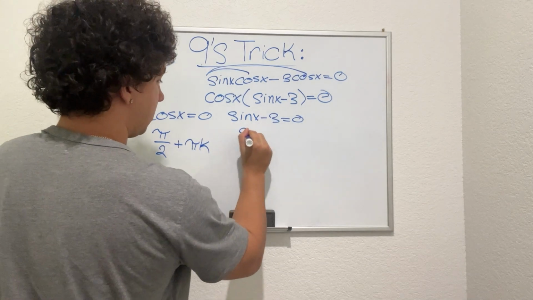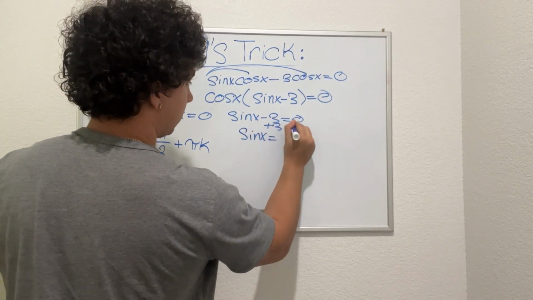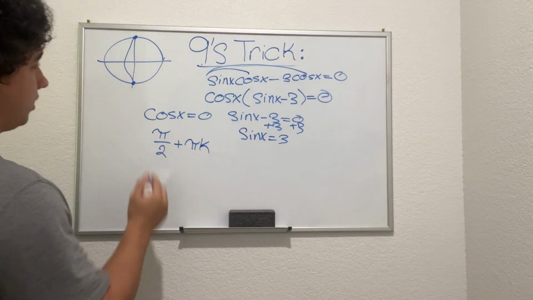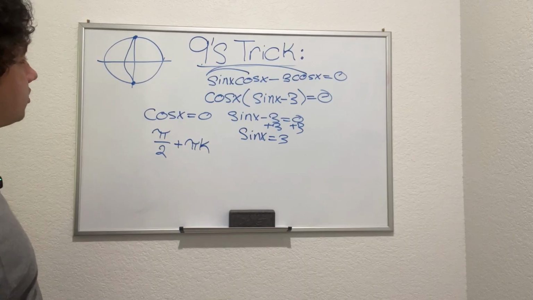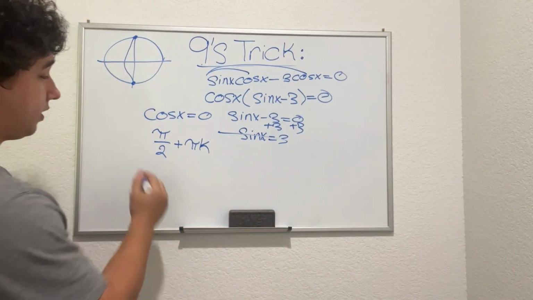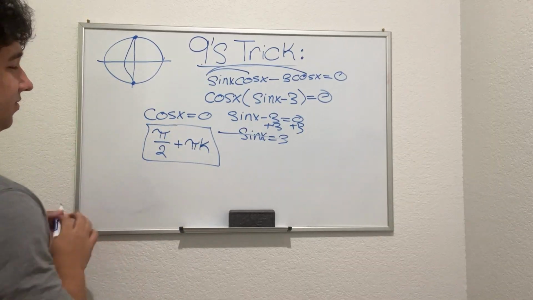Over here, I'm going to get sine x is equal to, well, let me just add 3 to both sides. Sine x is equal to 3. Well, sine is never going to equal 3 on the unit circle because the maximum value is 1. So actually, I don't even care about this one, leaving me with just this as my answer to this equation.